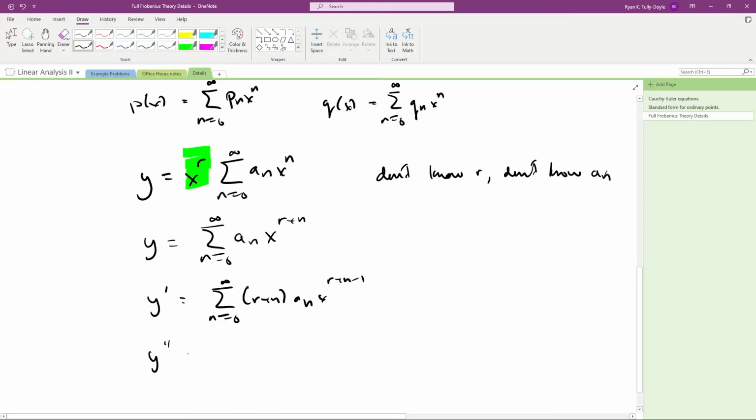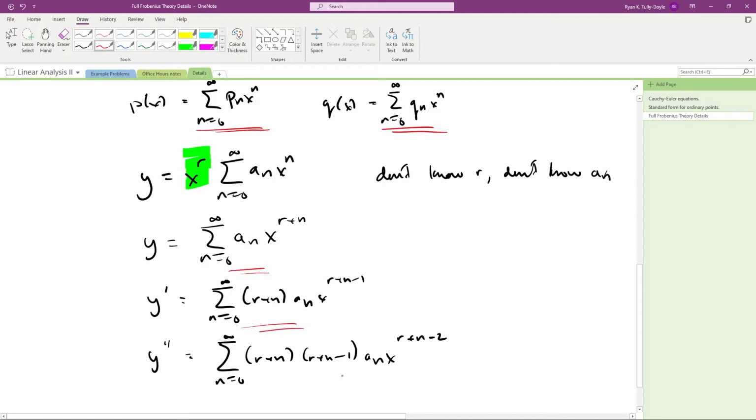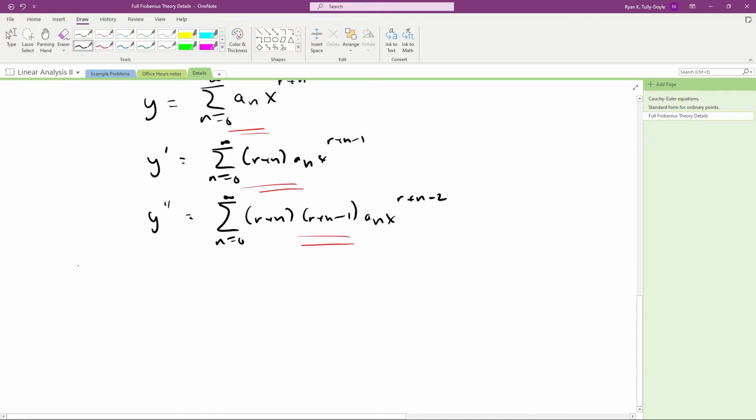And the second derivative has the same structure, but we've taken two of them. So we pull the power down again, and we subtract another one from the existing power. So we're going to take the expressions for p and q, and the expressions for y, y prime, and y double prime, and plug them all into the differential equation. The equation we're plugging this into is x squared y double prime plus x p of x y prime plus q of x y is equal to 0.